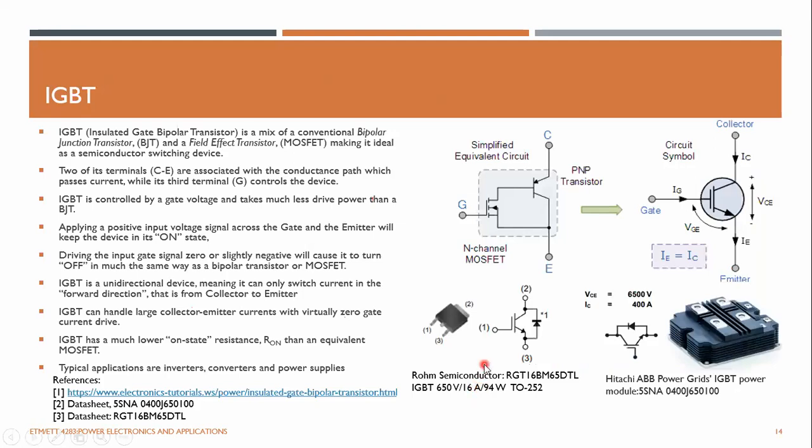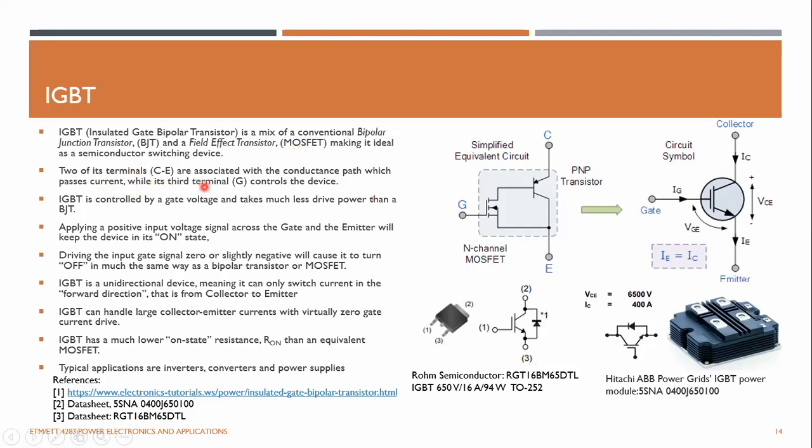The other interesting device in power electronics is the IGBT. The IGBT is a combination of a MOSFET and a BJT transistor, sharing the interesting features of both devices. IGBT stands for insulated gate bipolar transistor. As I mentioned, it's a mix of conventional BJTs and MOSFETs.